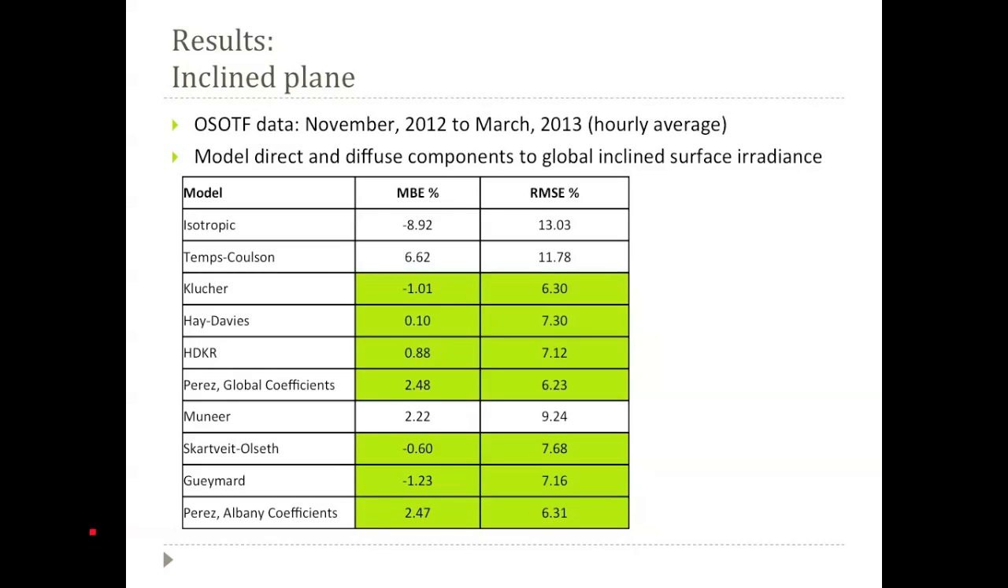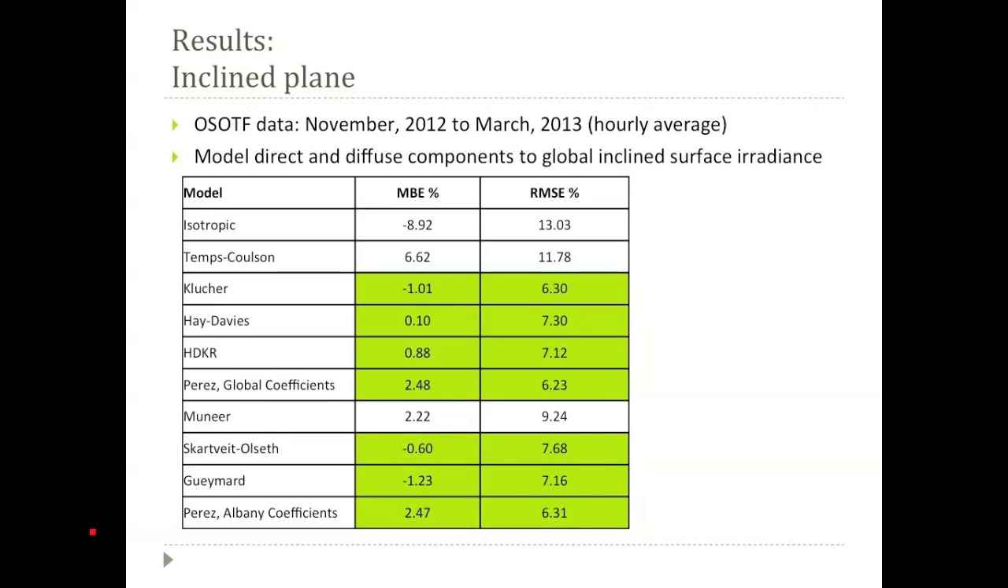For the inclined plane, this is the Kingston data again, but again, only 5 months this time. The last data set was just over 2 years. The models perform much better. There's a bunch of models in the 6 or 7% root mean square error level, which is really quite good. And even the worst performing model is leaps and bounds ahead of the diffuse fraction models. So that's a promising result.